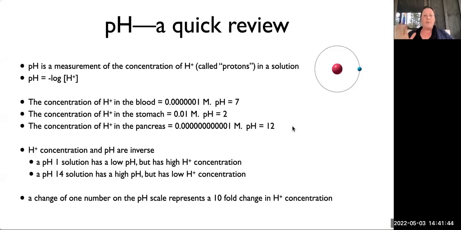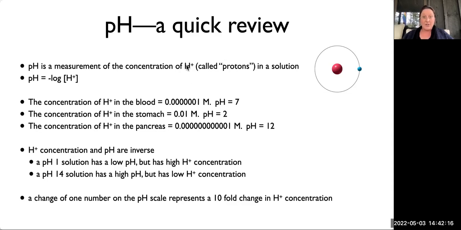Okay, before we get started, I know some of you are probably a little rusty on pH. If you're not rusty on pH, then just forward this part of the video till we get to the next slide. For those of you that just need a little bit of a review, the H in pH is actually referring to hydrogen ions, known as protons. So pH is the concentration of these hydrogen ions, protons, in a solution.